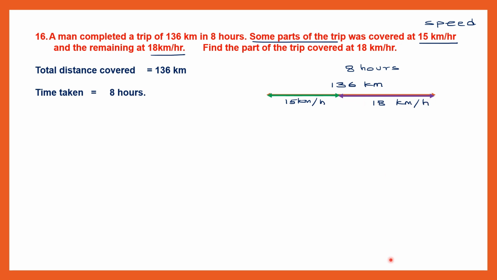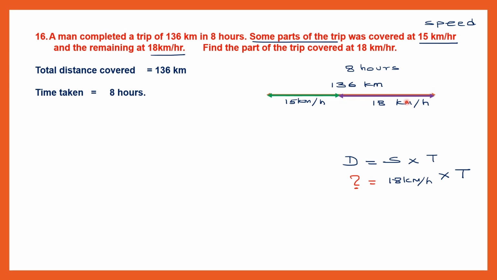To find the distance, we have to use the speed, distance and time formula. What is the formula to find distance? It will be speed into time. So we don't know what the distance is, but we know what the speed is. The speed is 18 kilometers per hour. Now what else do we need to know? We need to know the time. We know that the time is 8 hours for this whole journey.